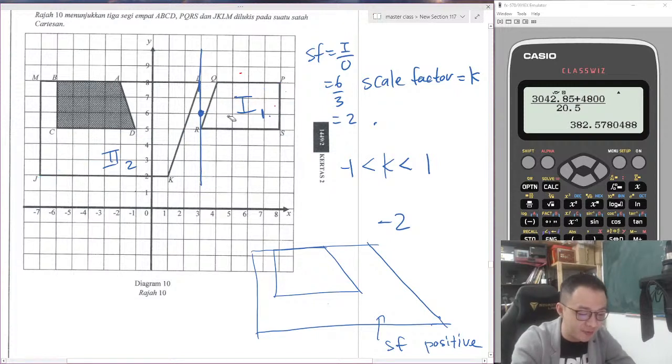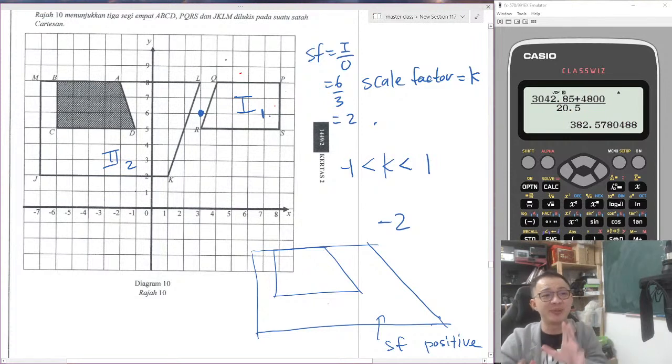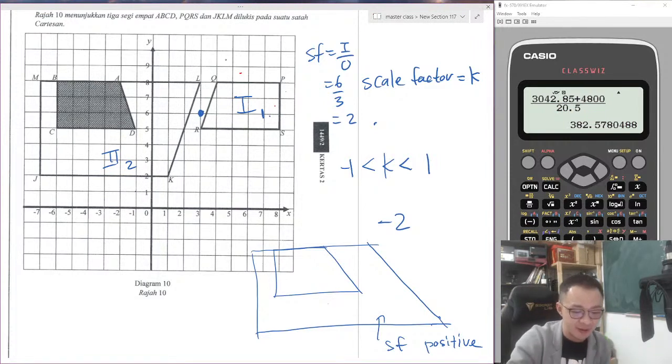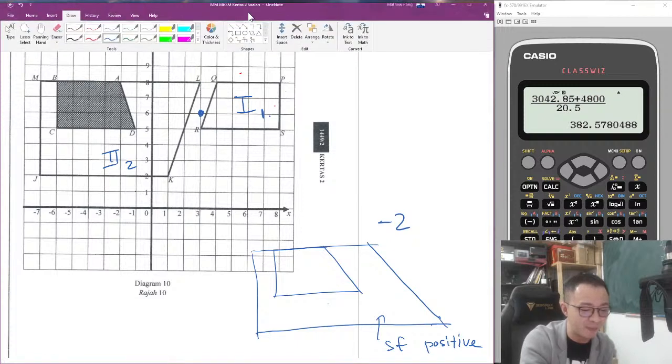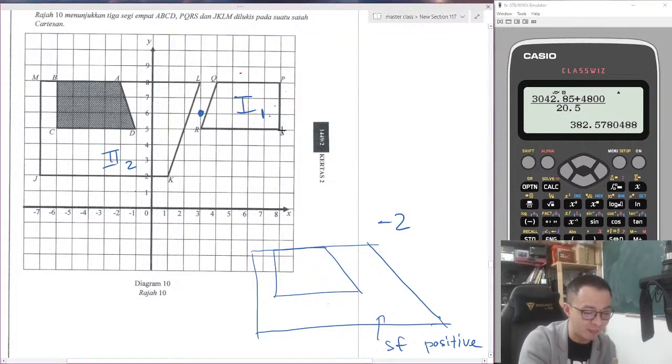If this is the center point, now I can explain what negative skew factor means here. If you don't believe this is the center point, you can connect one more point, like S to M. You can try your best to connect S to M, and you will realize it passes through the same point as well, if you connect carefully.